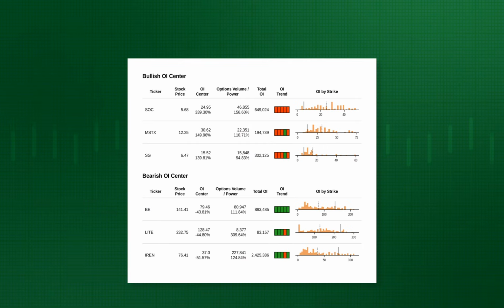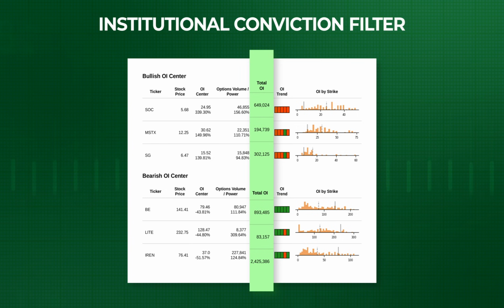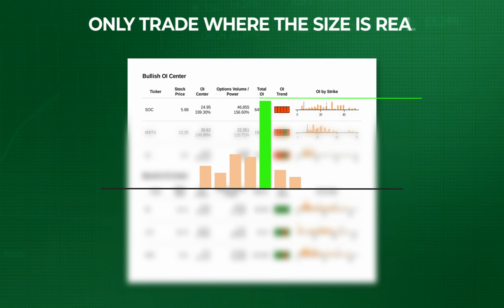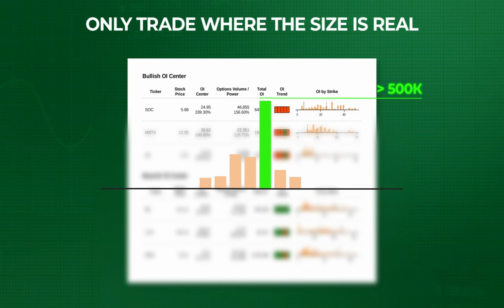So far, we've filtered the open interest report by stock behavior and by market trend. Now, let's focus on something deeper, conviction. This strategy looks at total open interest, meaning how much money and activity there really is behind a trade. We only take setups where total open interest is above a certain threshold. In our backtest, that was above 500,000 contracts.